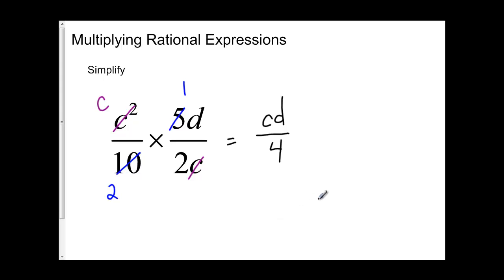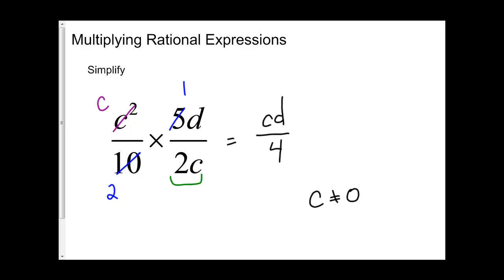My last step is to indicate any non-permissible values. The only non-permissible value in this example is going to be c equals 0, and it comes from this term here where I've got 2c in a denominator. The only value for c that would make this denominator equal to 0 is 0. In my other denominator, the value is 10. There is no way to make that denominator 0, so therefore our only non-permissible value is c is not equal to 0.